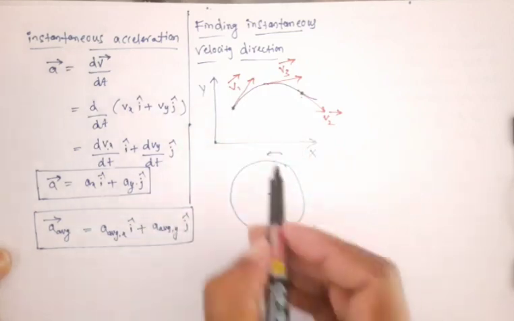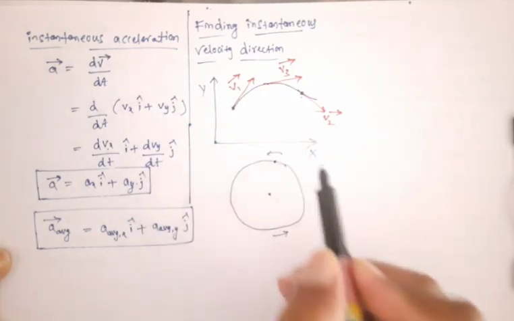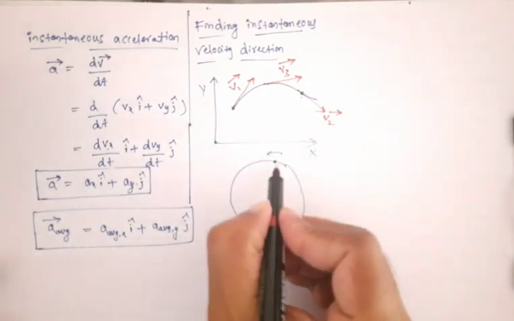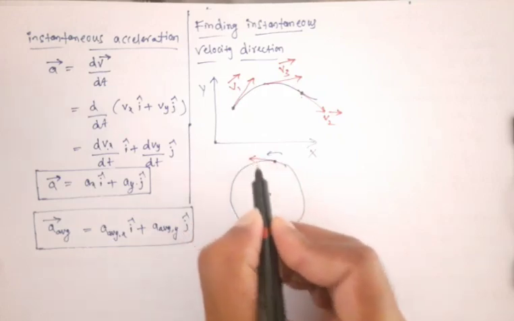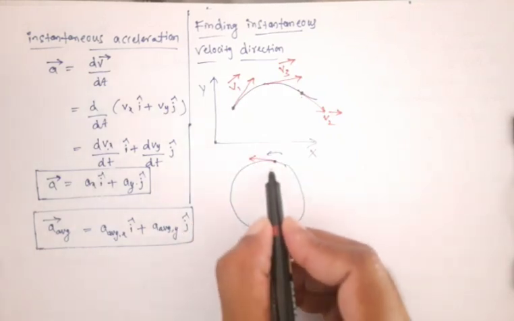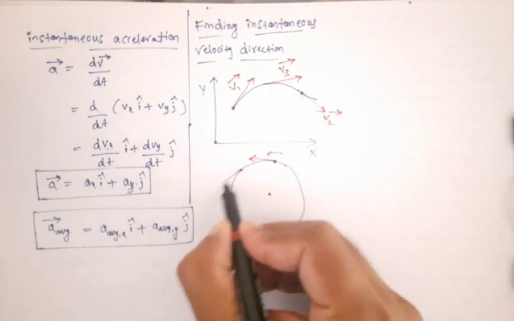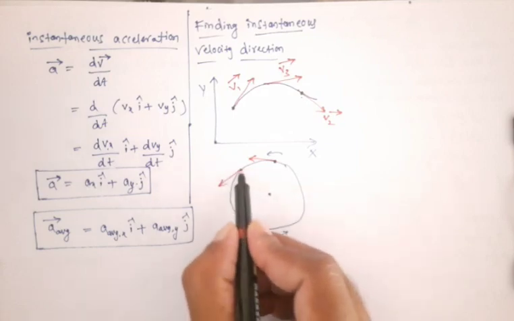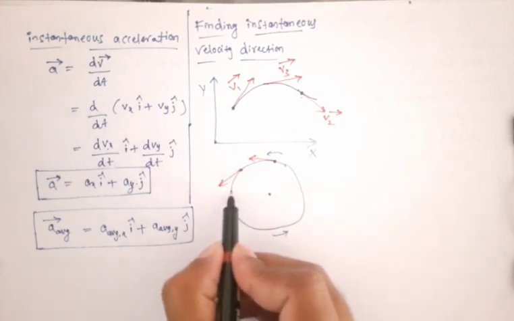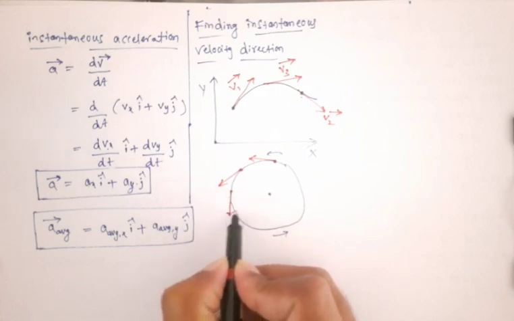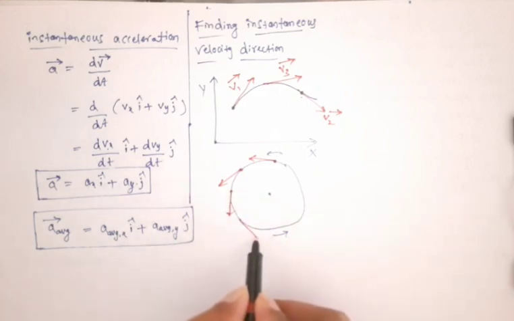Counter clockwise. Now we want to know the instantaneous velocity vector here. So how do we find it? We just draw a tangent. This tangent gives us the instantaneous velocity vector at this point. Here I want to know. We write a tangent. The tangent gives us the instantaneous velocity vector here. Here I want to know the instantaneous velocity vector of the particle. Like this. Here, like this.